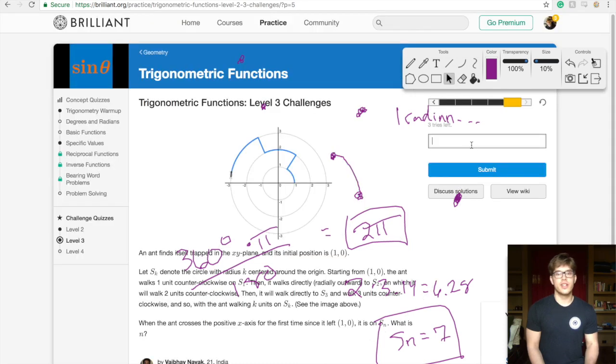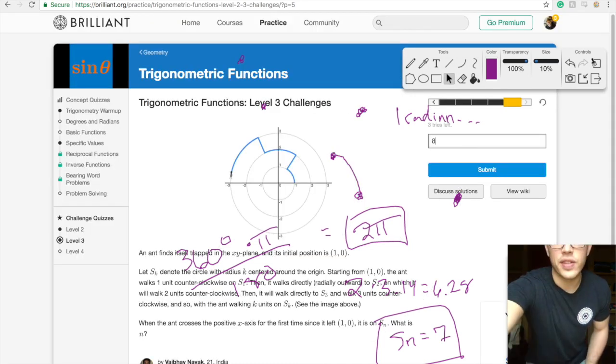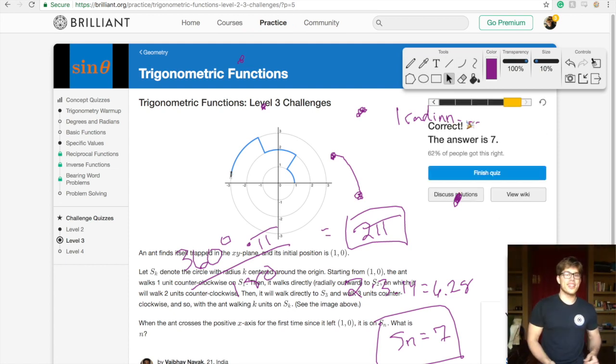Let's check it out. 7. Correct. Excellent. This was a really fun problem set.